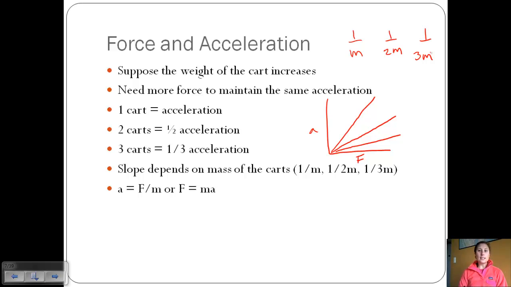And so that gives us a relationship between force, acceleration, and mass. We know that slope, so let's do our 1 over m, is equal to the rise over run, which in this case is acceleration over force. And so then we can rearrange that relationship. If we wanted to solve for acceleration, then acceleration would equal force over mass. Or if we wanted to solve for force, force would equal acceleration times mass. Okay, and so this gives us that relationship between force, acceleration, and mass.